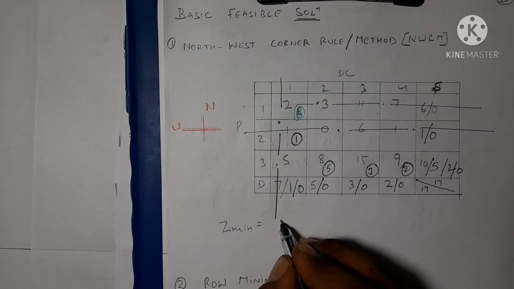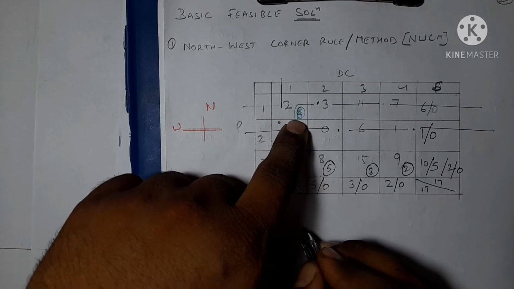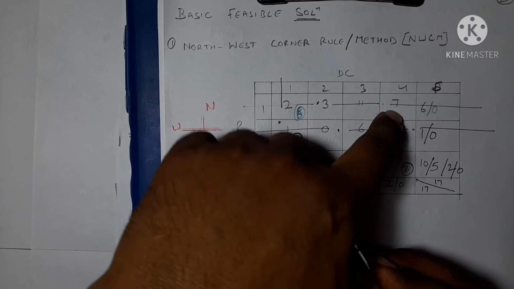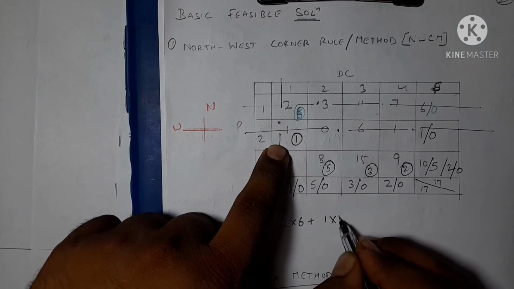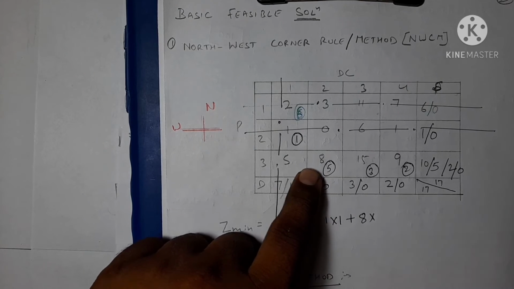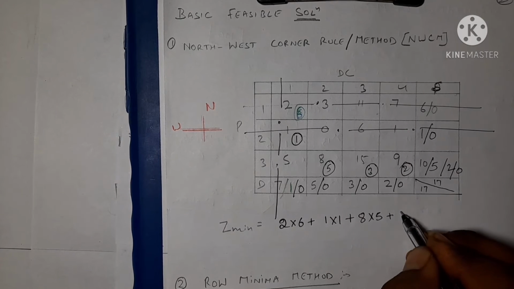Okay, I am taking just directly 2 into x11. Here the quantity is 6, rest quantity is 0. Here the quantity is 1 and cost is 1. Here cost is 8 and quantity is 5. This is the allocations.